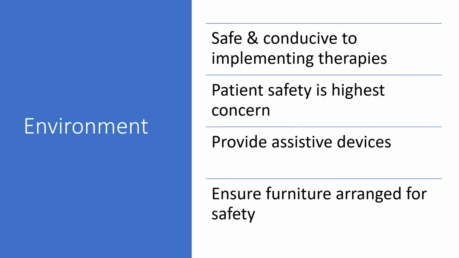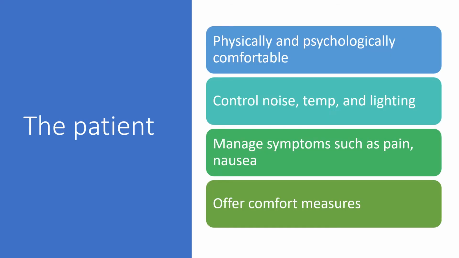The environment, is it safe and conducive to implementing the therapies? And patient safety is your highest concern. Provide assistive devices if needed, and you want to ensure that the furniture is arranged for their safety. So that, let's say you're going to lift them out of bed using a device, or you're going to ambulate them to the bathroom. You want to make sure that the path is clear, and that you or the patient is not having to walk around bulky equipment and such.